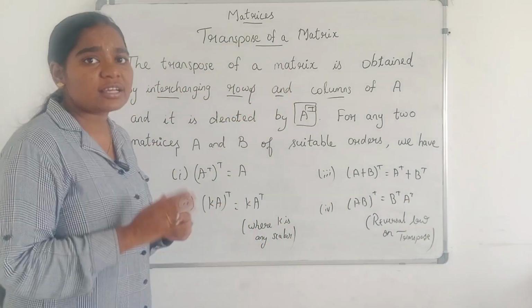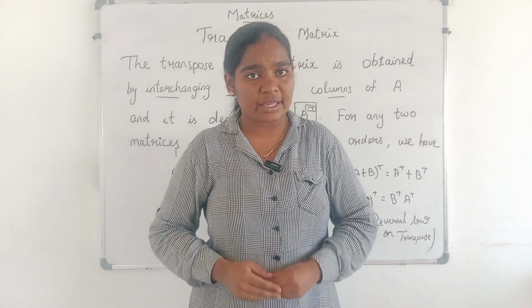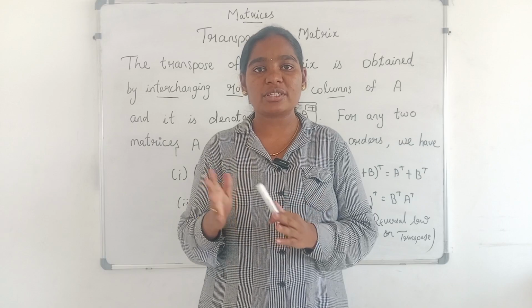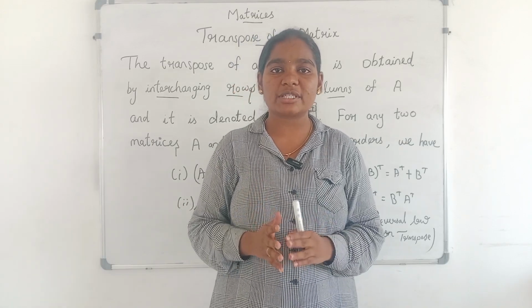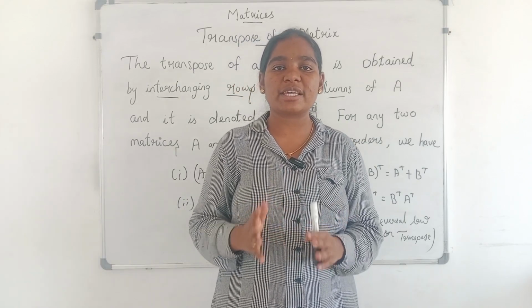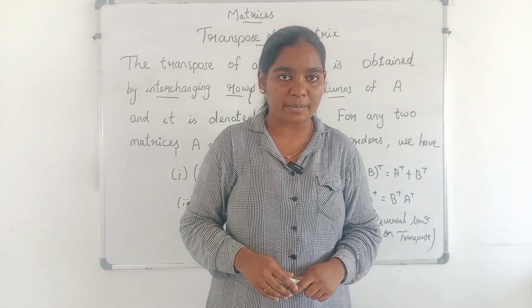So, the properties are, first property, A transpose, the whole transpose equal to A. K into A, the transpose equal to K, A transpose. A plus B, the whole transpose equal to A transpose plus B transpose. AB, the whole transpose equal to B transpose into A transpose. Now we can do some problems.